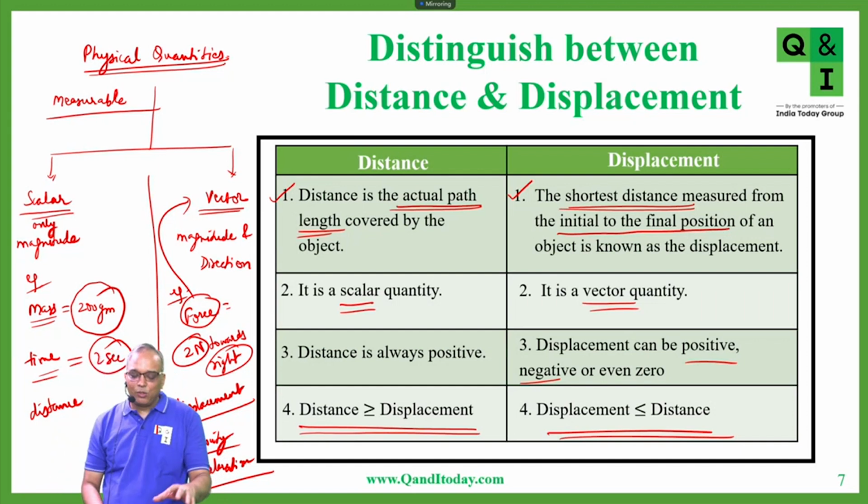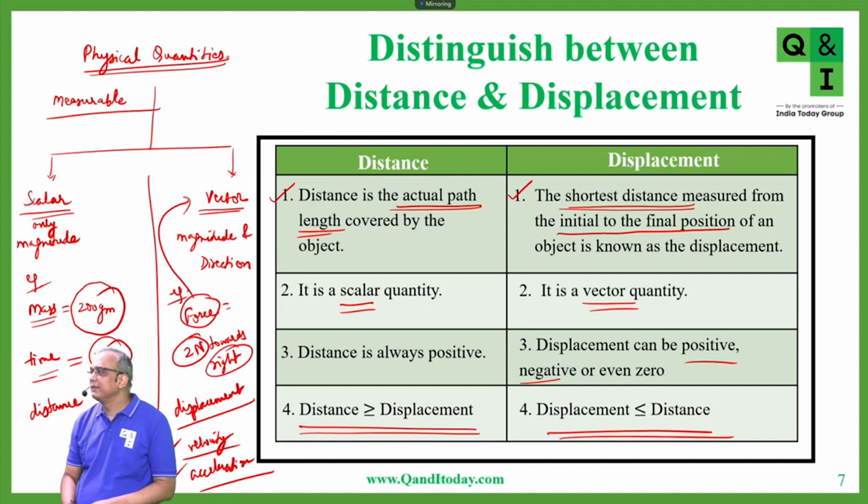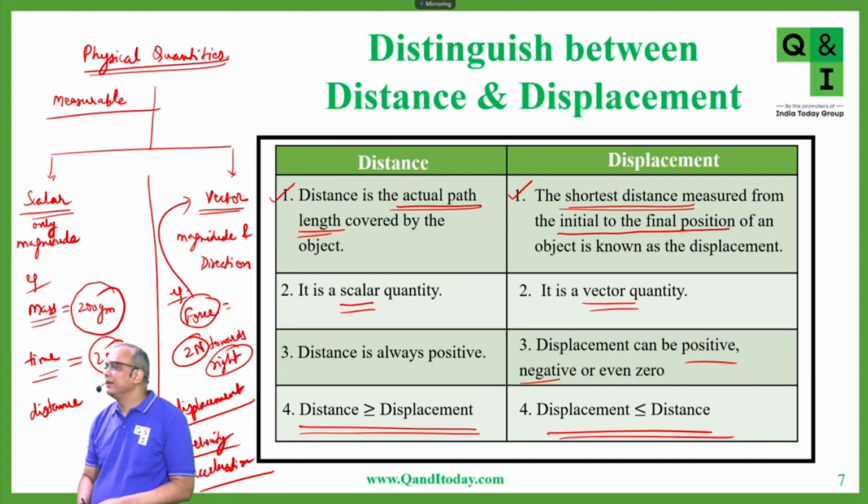Now, is it clear what scalar and vector quantities are? Himanshu?